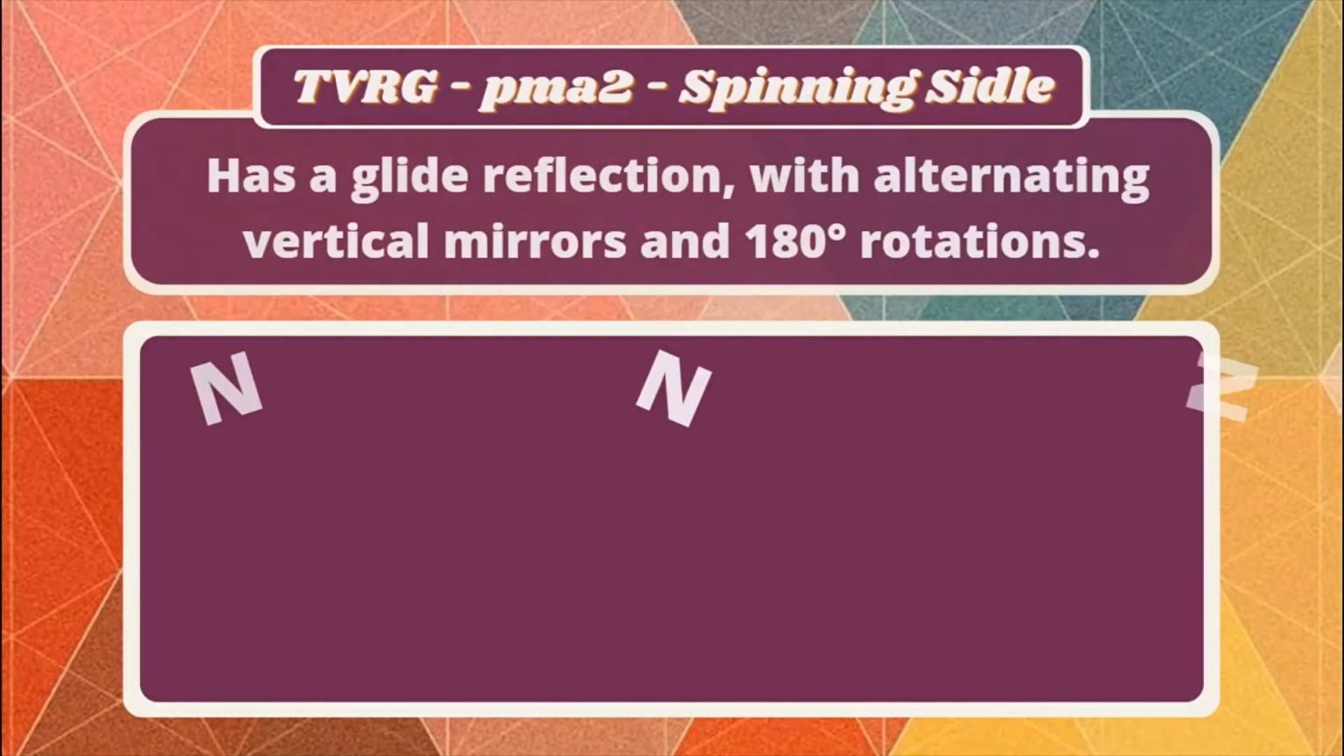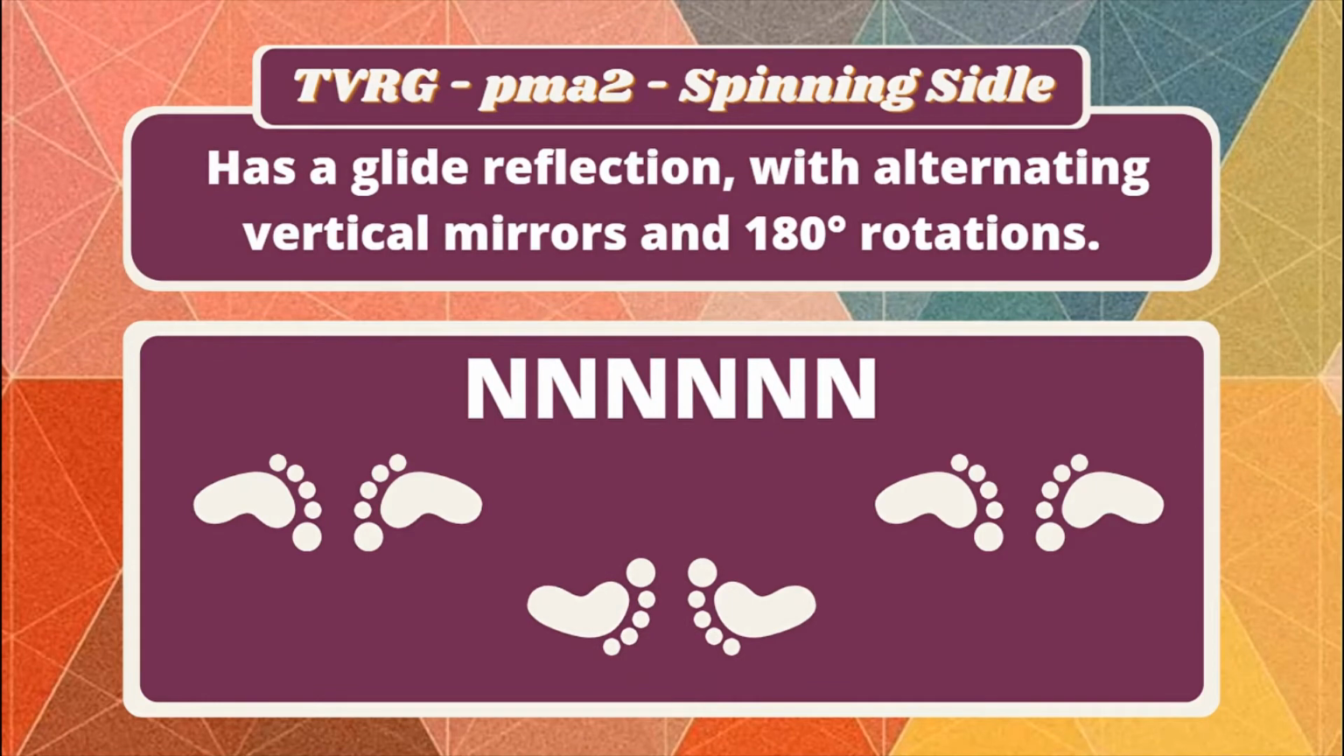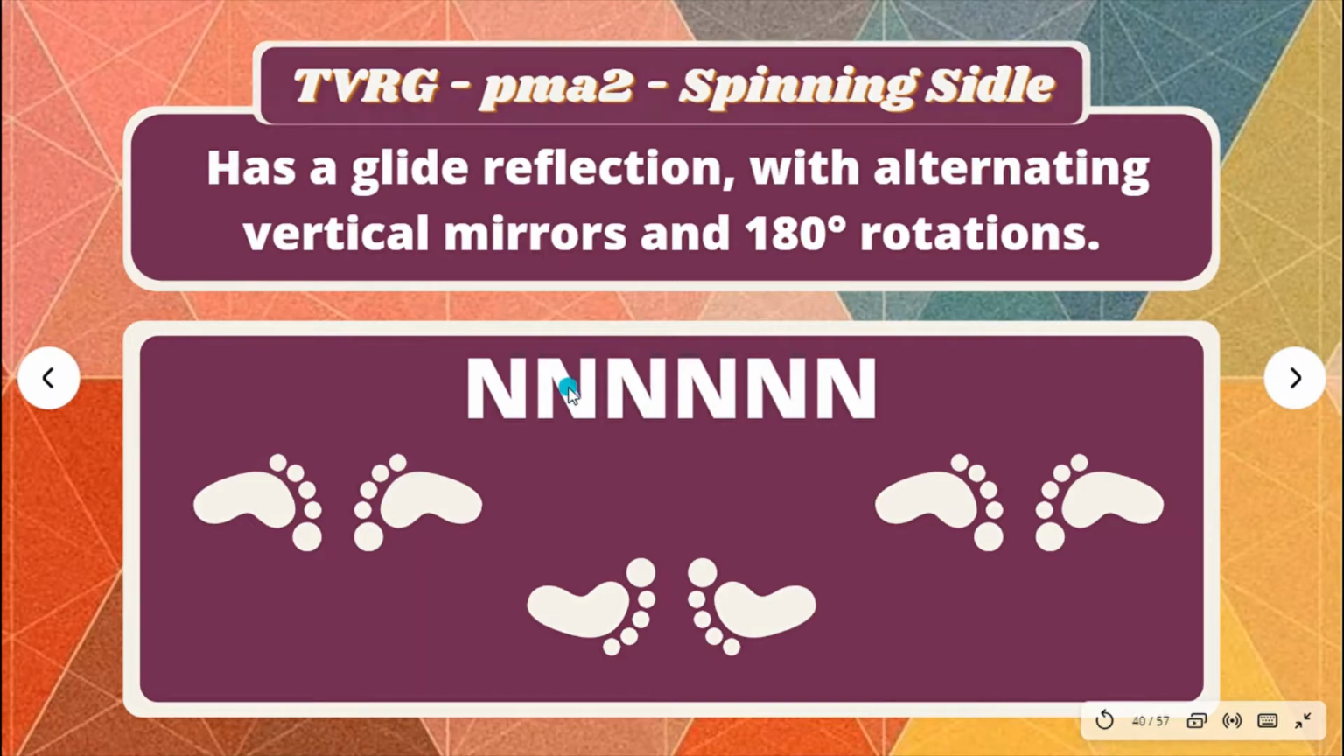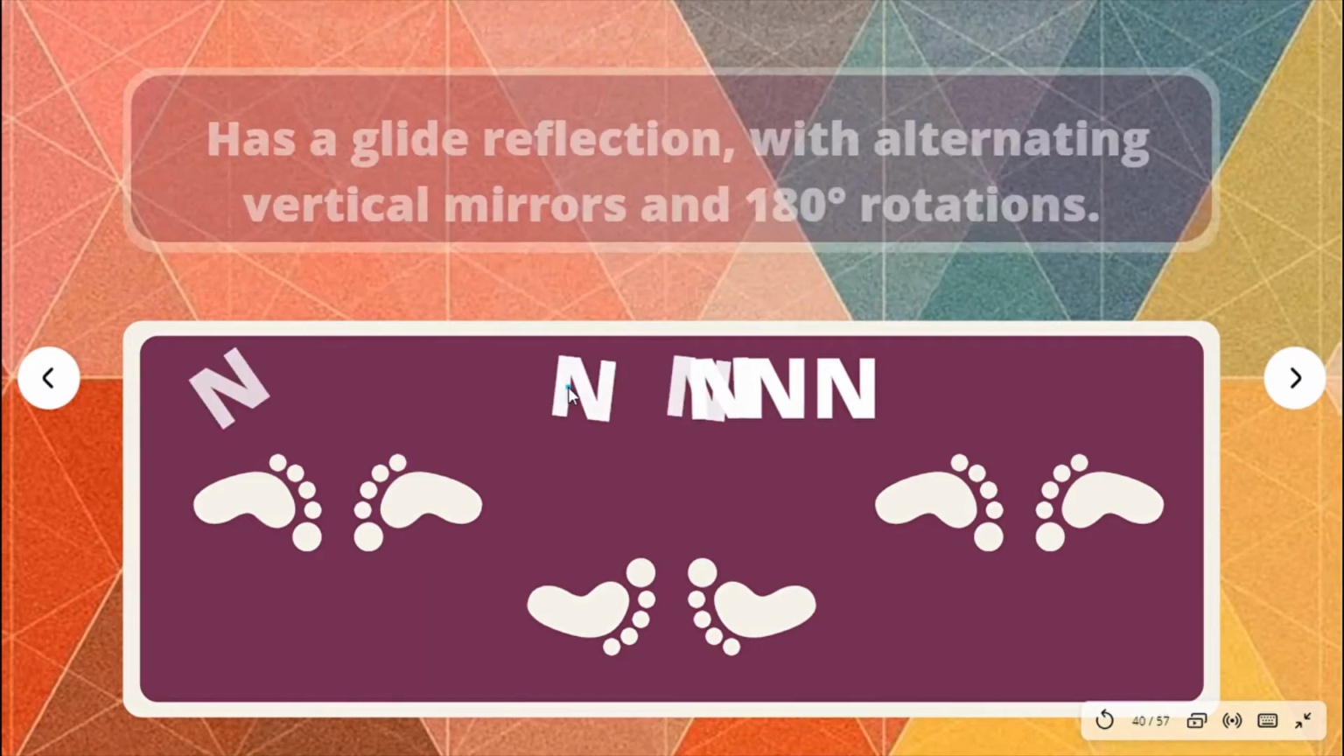Next, we have the TVRG, the PMA2, or the spinning sidle. It has a glide reflection with alternating vertical mirrors and 180-degree rotations. This is the visualization. The feet are facing each other in alternating motion. This is supposed to be an inverted letter N, but unfortunately the editing software doesn't offer the inverting letter option. Here is a real-life example.